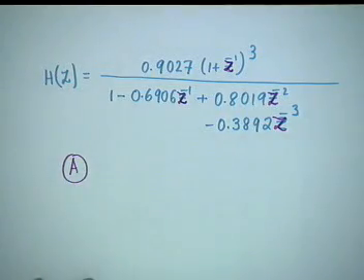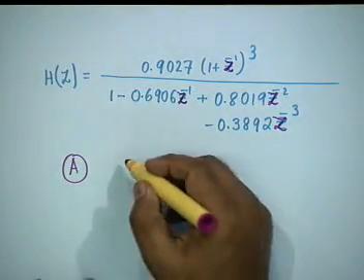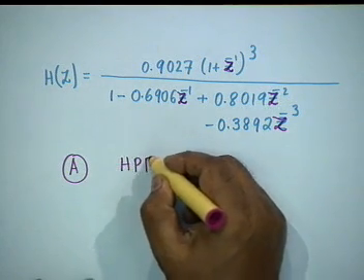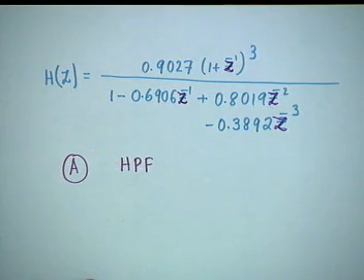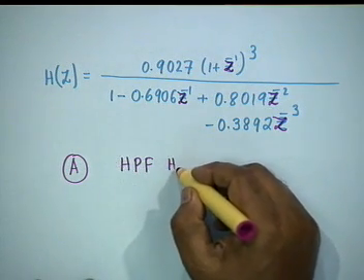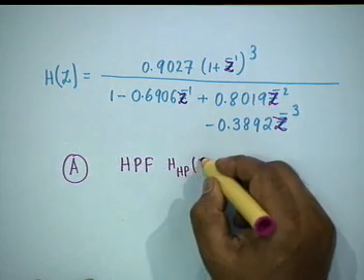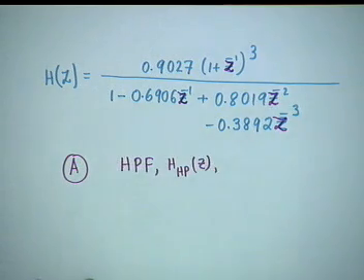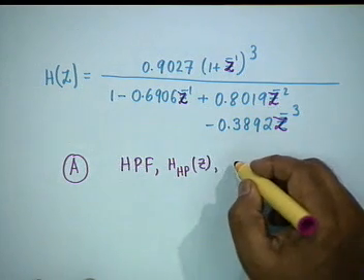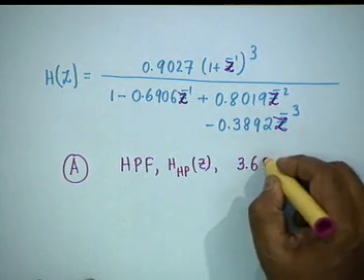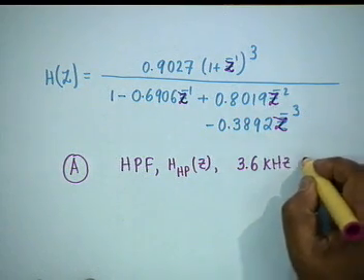Okay, now can we proceed? Let us say we design three filters. First, let us say we require a digital high pass filter, HP of Z, with cutoff at 3.6 kilohertz.